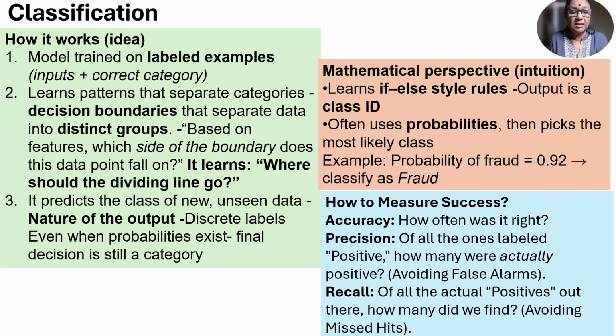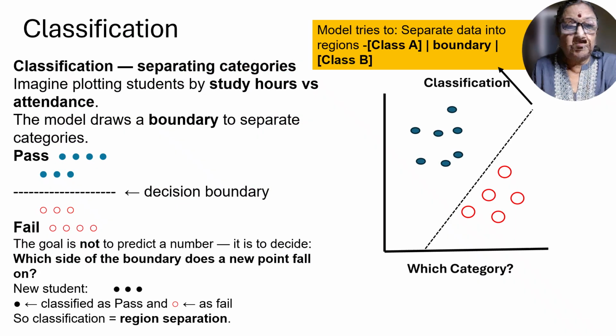And how to measure success? One is accuracy: how often was it right? Then precision: of all the ones labeled positive, how many were actually positive? That is, are you avoiding false alarms? Another one is recall: of all the actual positives out there, how many did you actually identify? That is avoiding misses.